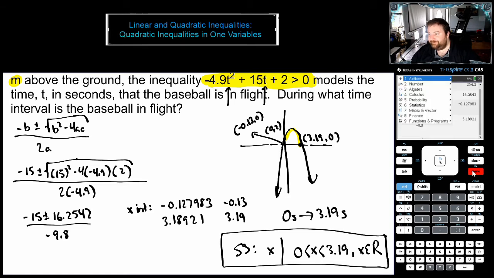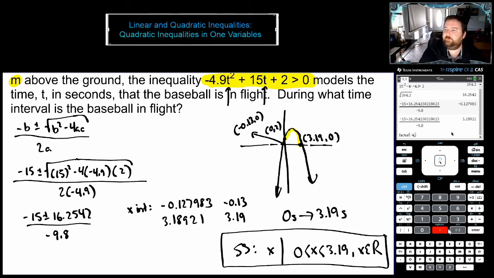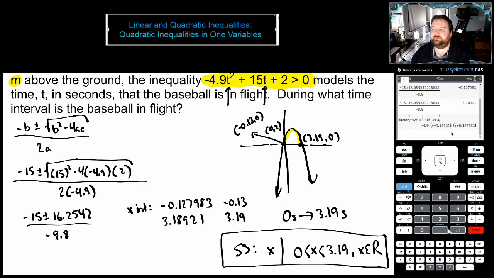So the first thing I'm going to do is cheat by going algebra and factor. And I'm going to type in my quadratic. So negative 4.9x squared plus 15x plus 2. Now remember, if you just do this and find your x-intercepts, I am not going to allow that. You need to show your work. So then I have a 3.19 and a negative 0.127. So this is exactly what I found using the quadratic equation. So perfect. My quadratic equation was done correctly.